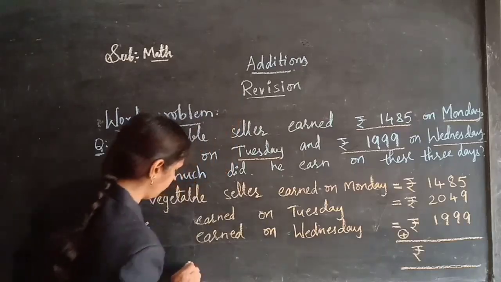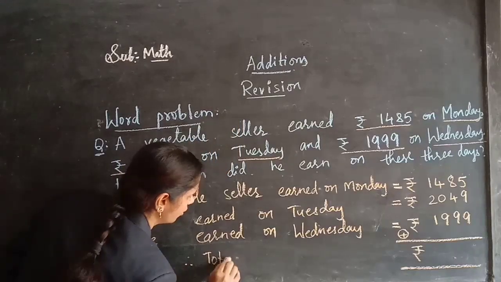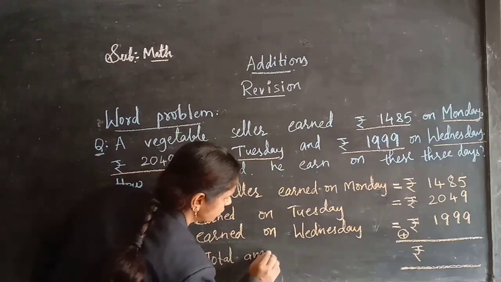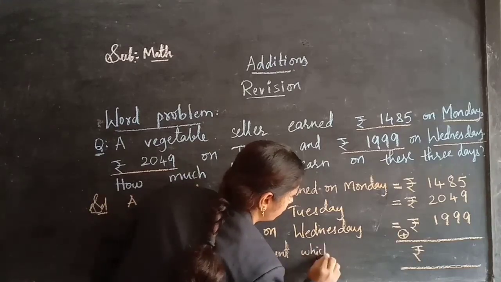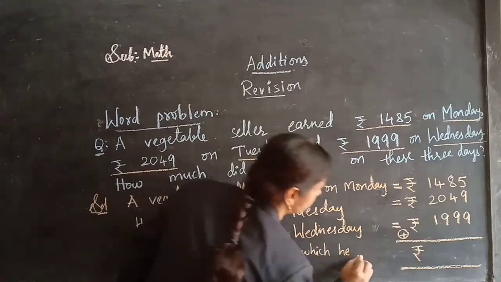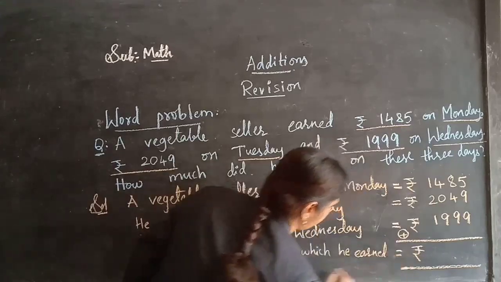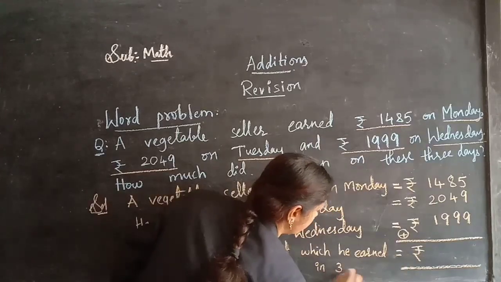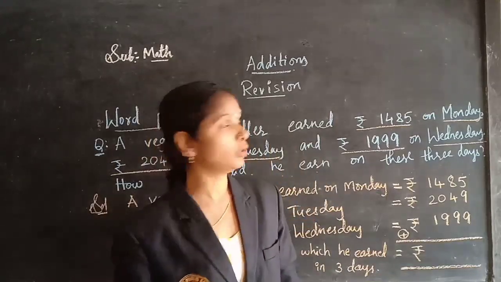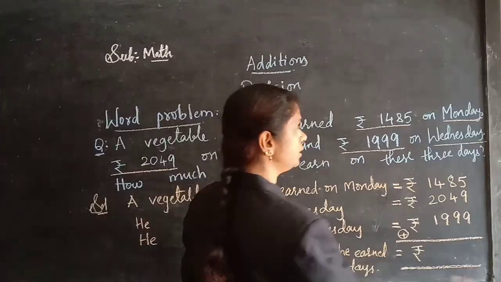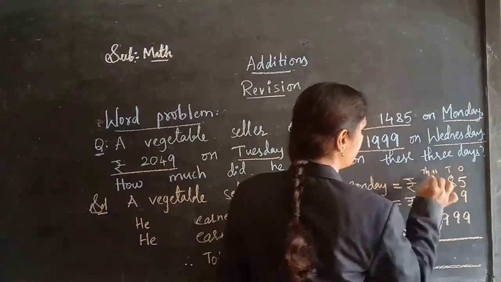So therefore, the total amount which he earned in 3 days, in 3 days, how much amount did he earn? Let's add here. Come on. Ones, tens, hundreds, and thousands.